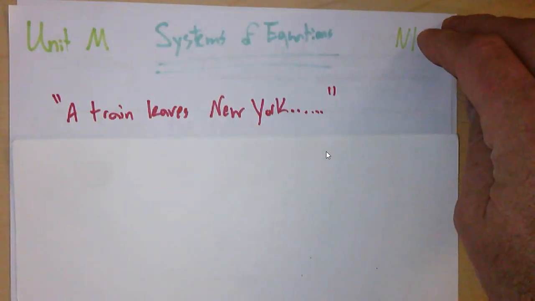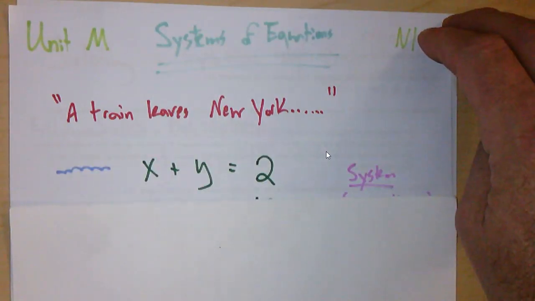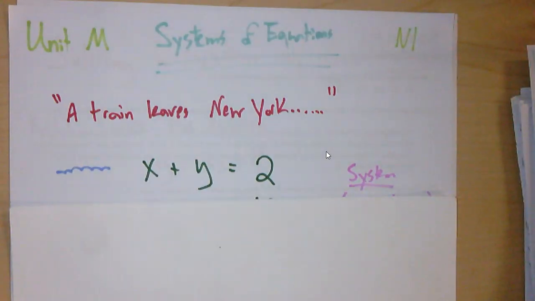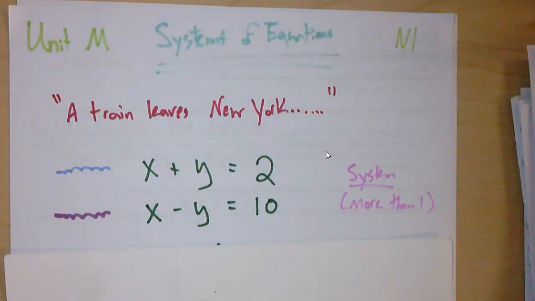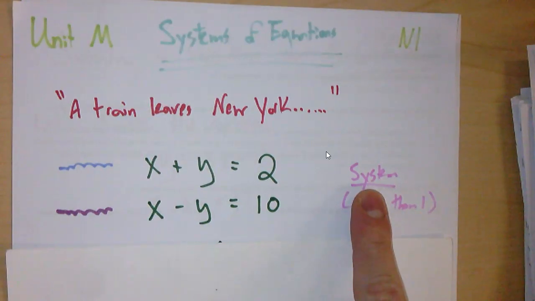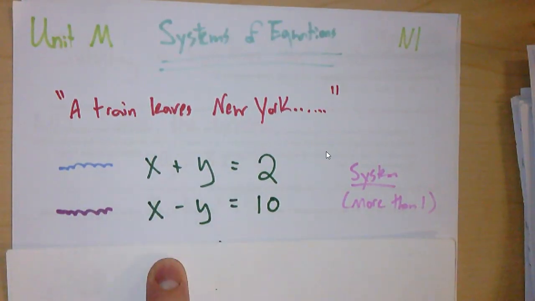A train leaves New York. Yeah, we talked about that. To solve that type of problem, we would need to make an equation for the New York train. Okay, so I just made this equation. I said x plus y equals 2. And then we would need to make an equation for the Chicago train. Based on that information, we can kind of figure out when those will be at the same place at the same time. And that's a system of equations. So a system in general is more than one. A system of equations, yeah, we have two equations. We could have three, we could have four and craziness.